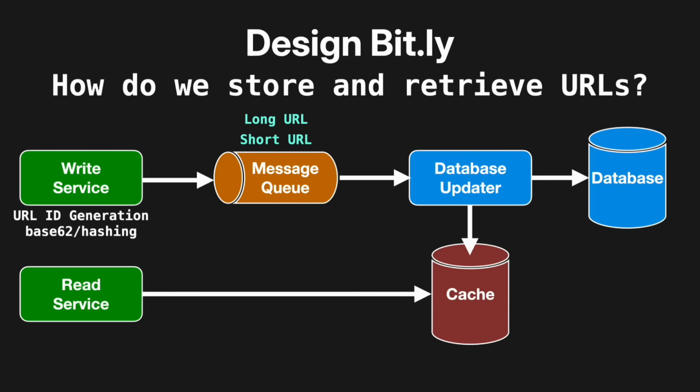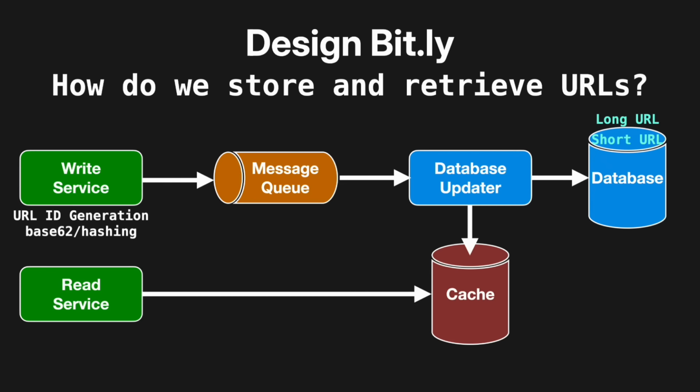The database updater component in our template will be responsible for taking short URL and long URL pairs from the message queue and then storing them in the database. The database now acts as the main source of truth, holding mappings between short and long URLs. But how do we retrieve them quickly?